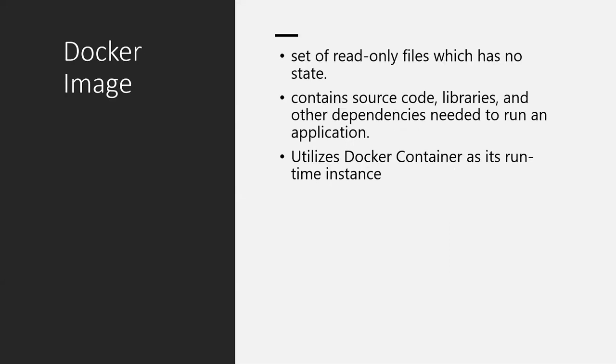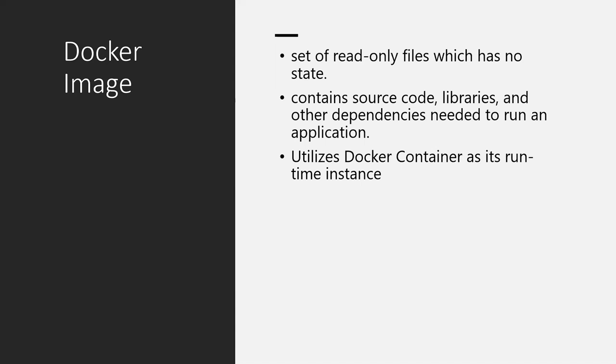A Docker image is a set of read-only files which has no state. It contains source code, libraries, and other dependencies needed to run an application. It utilizes a Docker container as its runtime instance, so you can have many running containers of the same Docker image. A Docker image is like a recipe for a cake, and you can make as many cakes, considered as the Docker containers, as you wish.